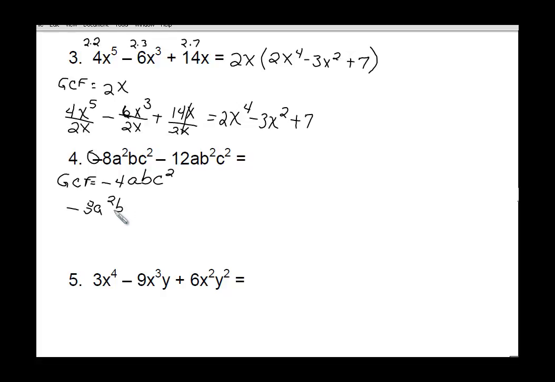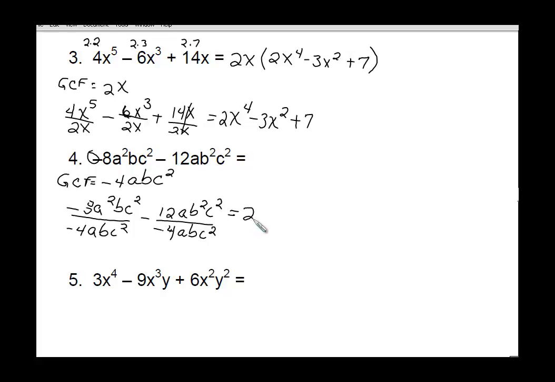So we're going to divide, and you may or may not have to write this each time, but I'm going to. Divided by negative 4abc squared, minus 12ab squared c squared over negative 4abc squared. Now be careful and be sure that you include these negatives. This was minus, so that goes there, and the negative 4, so we end up with two negatives. So when we actually divide this polynomial, the first term is going to become positive.